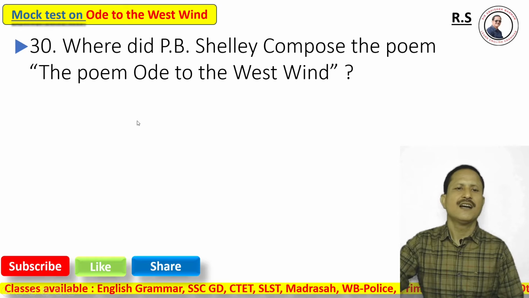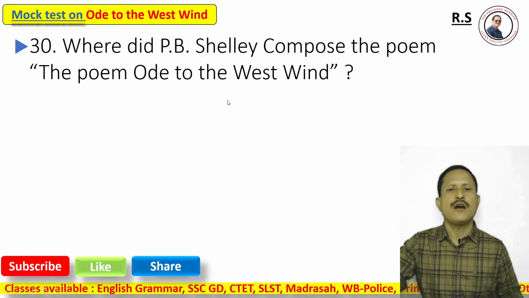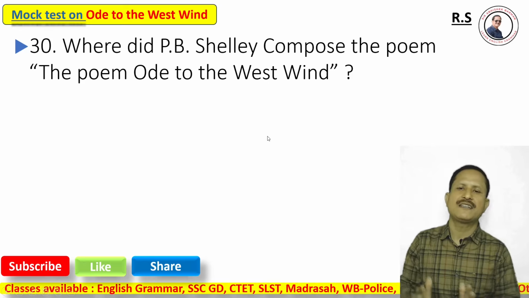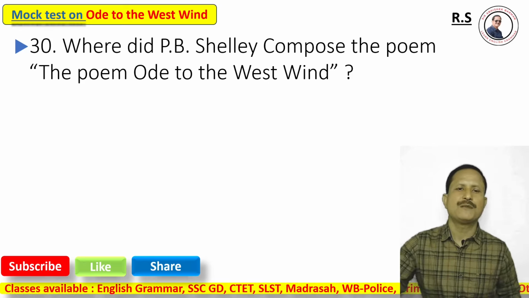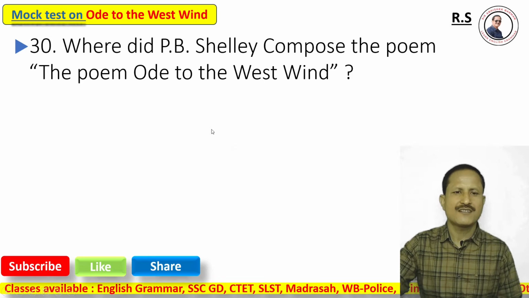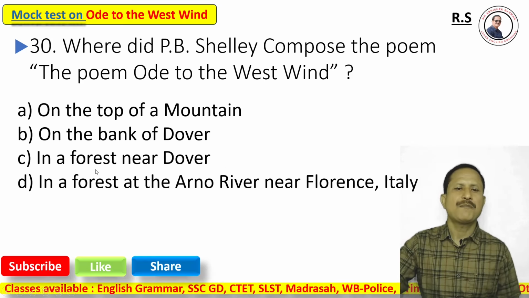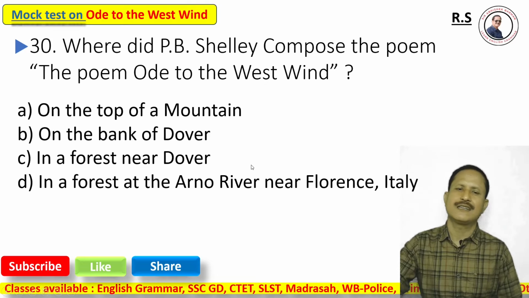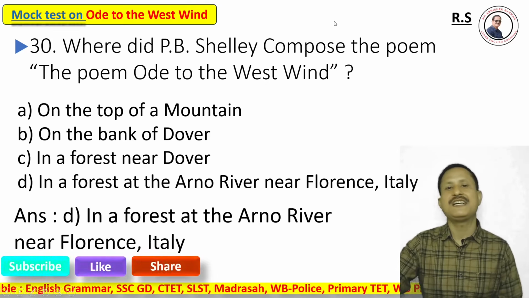Now, question 30, the last question. Why did P.B. Shelley compose this poem, Ode to the West Wind? Actually, where did the poet write this poem, Ode to the West Wind? Option A, on the top of a mountain. Option B, on the bank of Dover. Option C, in a forest near Dover. Option D, in a forest at the Arno River near Florence, Italy. The correct answer is option D.